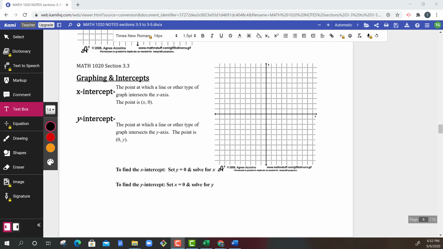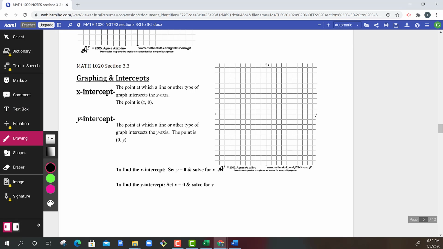All right, we're going to cover section 3.3, graphing intercepts. So the x-intercept and y-intercept, you can see the definitions. So make sure you write those down. But remember, we can have intercepts, it doesn't just have to be a line. So let me just make up some random function that crosses both axes several times.